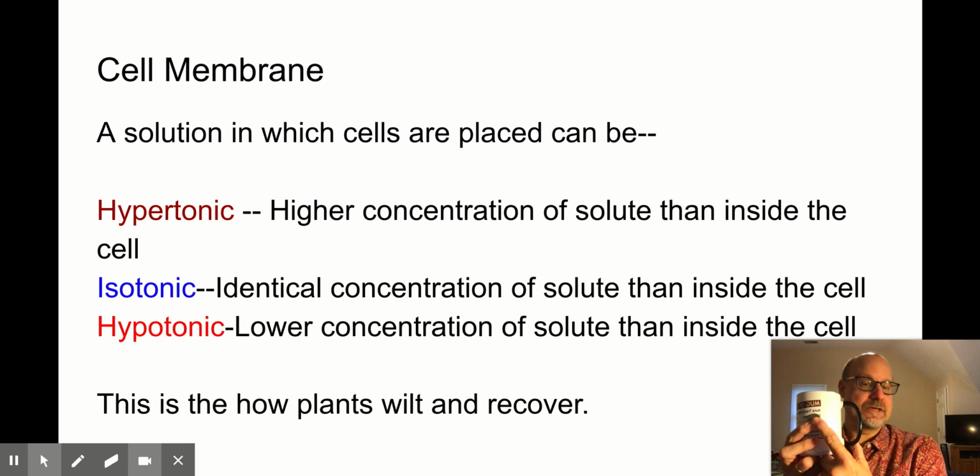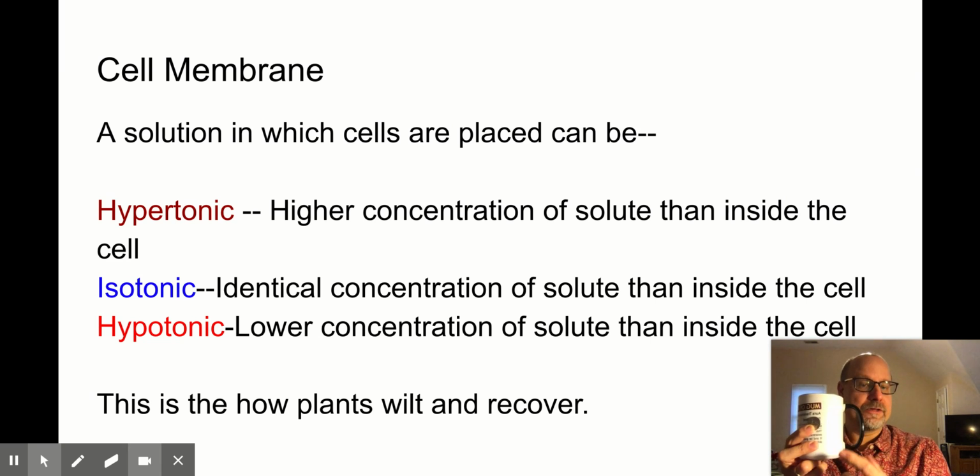So if this is 10% solute, and out here is 20% solute, the water is going to go from the inside to the outside, trying to turn this 20% down into something like 12%, while bringing this down to the 10% that you find inside the actual cell.